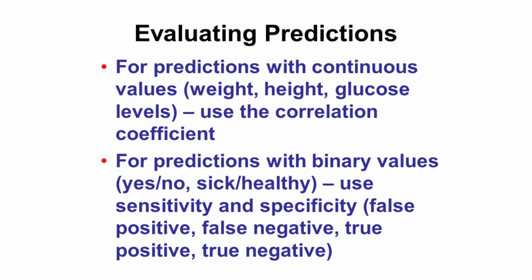Now, for continuous variables, the best way of assessing those types of predictions is using the correlation coefficient. But with binary predictions, such as yes or no, sick or healthy, we use a different way of assessing those predictions. In those cases, we use sensitivity and specificity, and we use terms like false positives, false negatives, true positives, and true negatives.